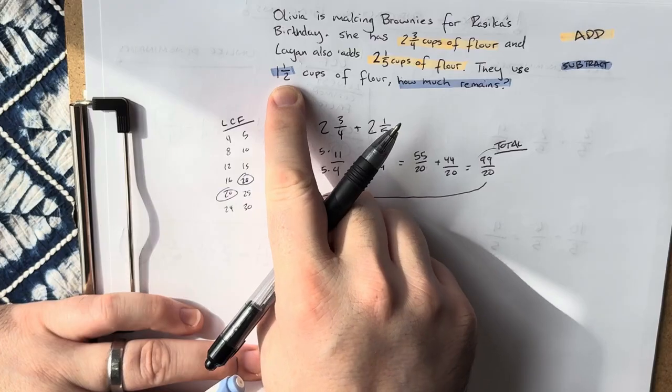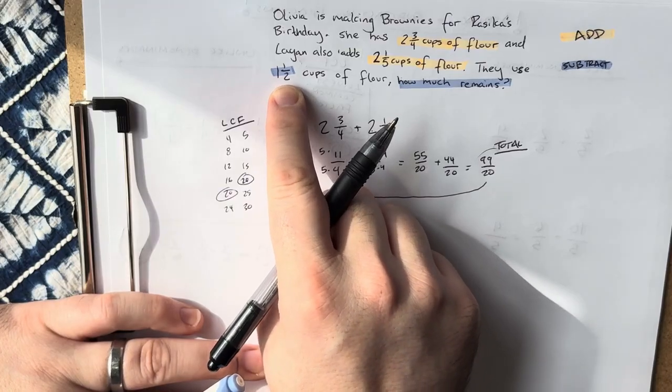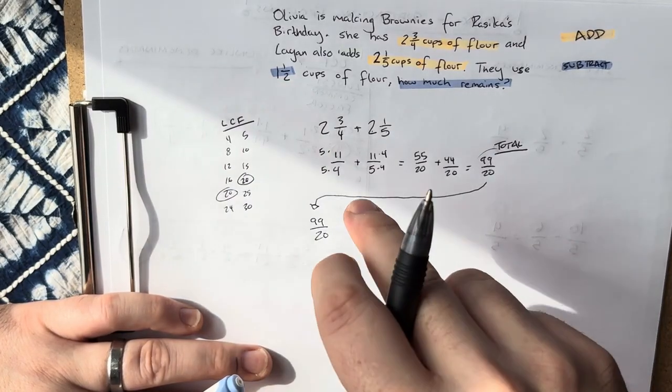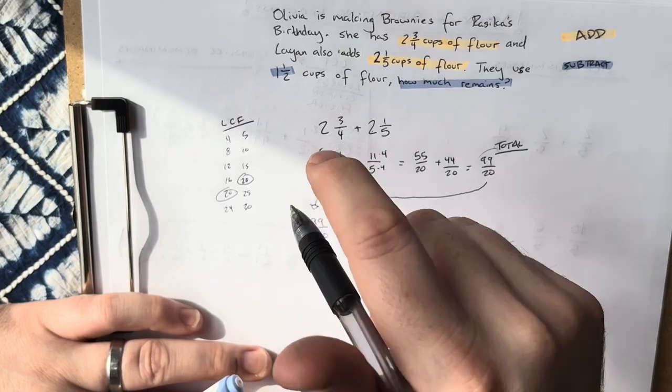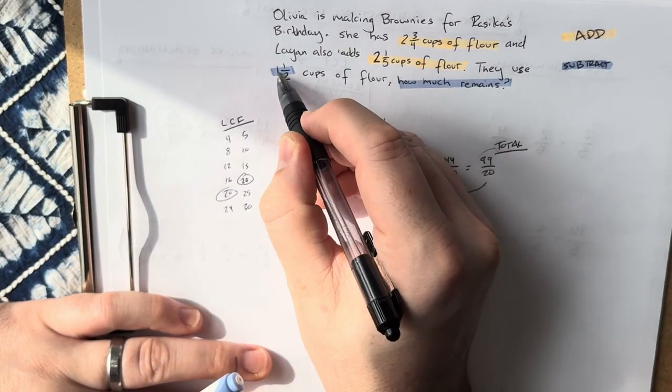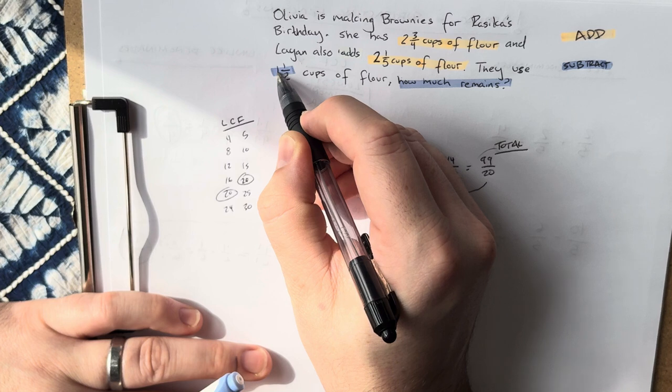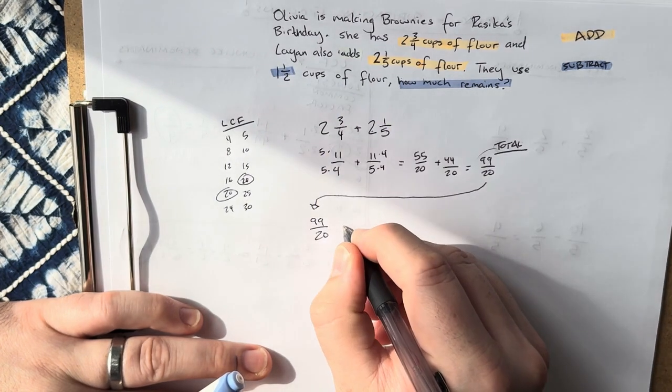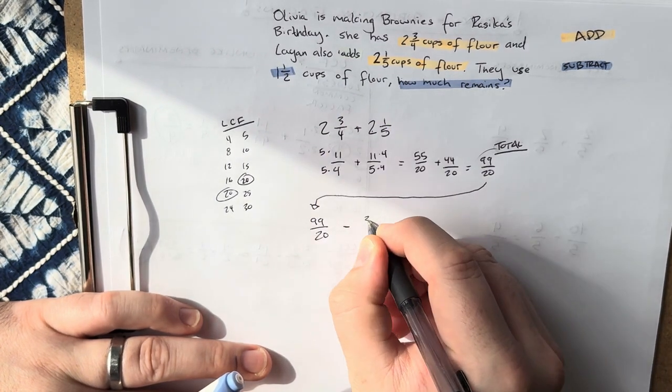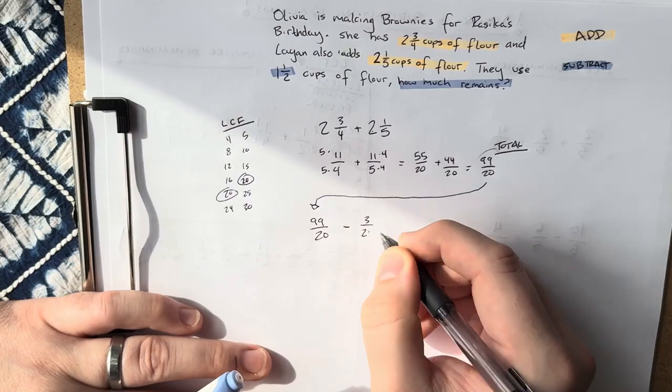So we subtract 1 and 1/2. So we look at that, turn it into an improper fraction. So we go 2 times 1, okay? So that's 2 plus 1 is 3, okay? So subtracted by 3 over 2, okay?